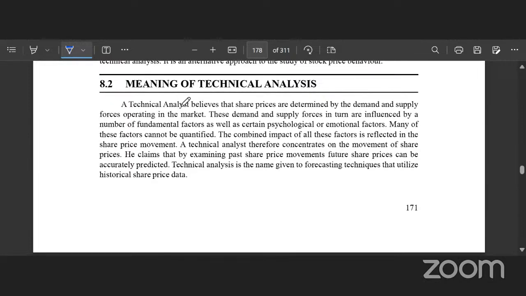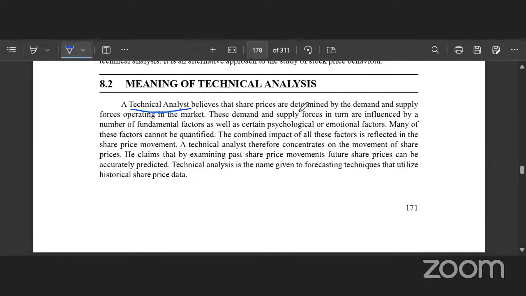So, a technical analyst. Suppose you are using technical analysis, you are a technical analyst, and the technical analyst believes that share prices are determined by the demand and supply forces operating in the market. Of course, the price of any commodity in the world, let it be equity, bonds, gold, or crude oil, any asset price is determined by the two market forces, demand and supply, and the technical analyst believes that the share price is determined by demand and supply.